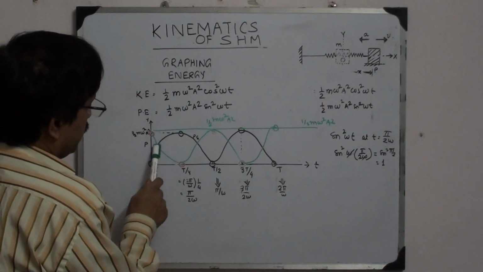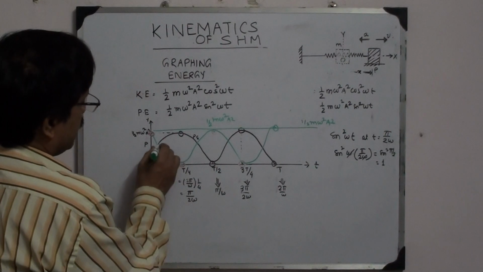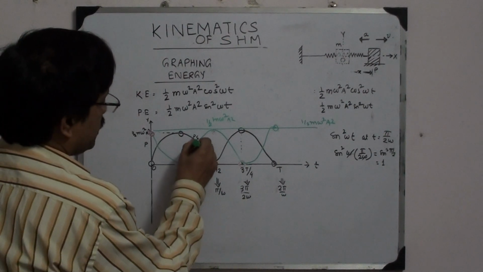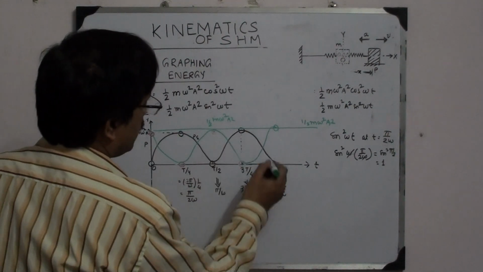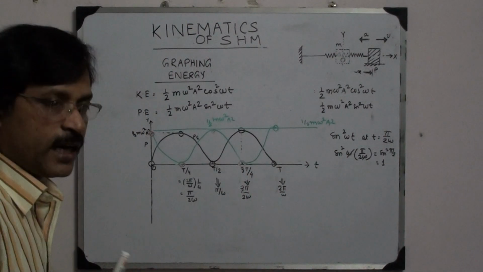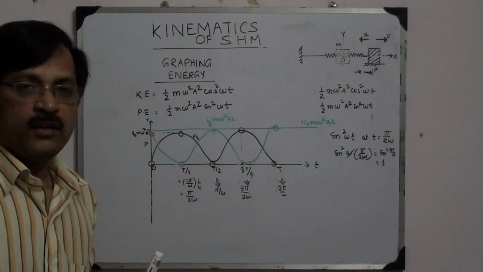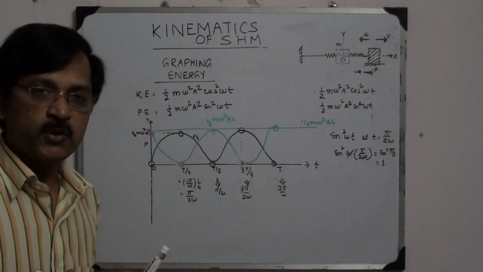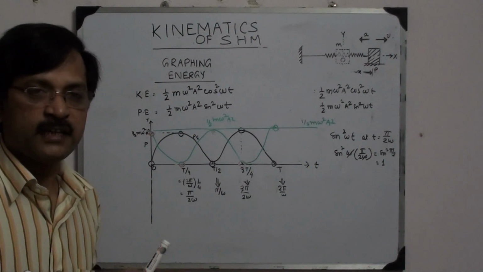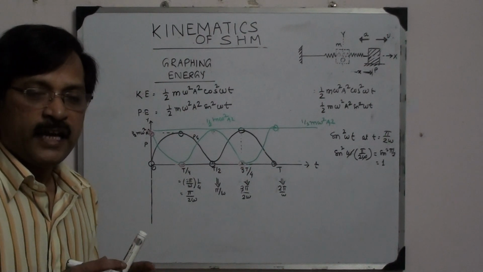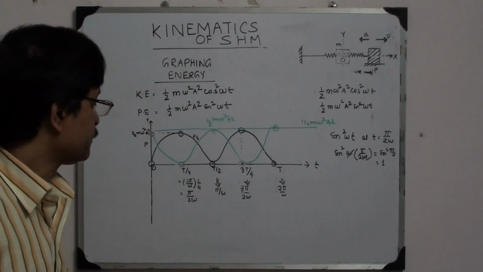Please see these points. At this point, the potential energy and kinetic energy are the same. At this point, they are the same. At this point, it's the same. At this point, it is the same. We will calculate later in which positions the potential and kinetic energies are expected to be the same.